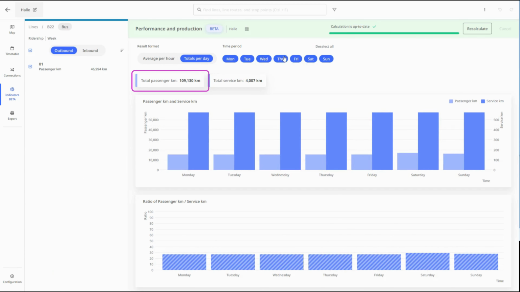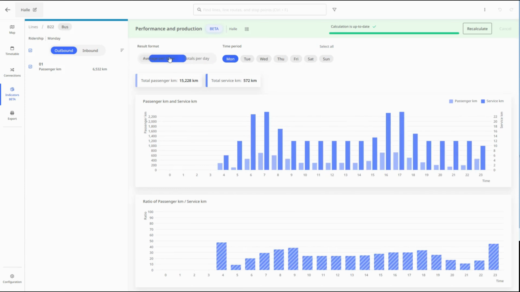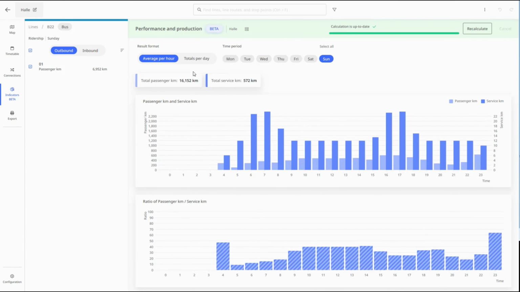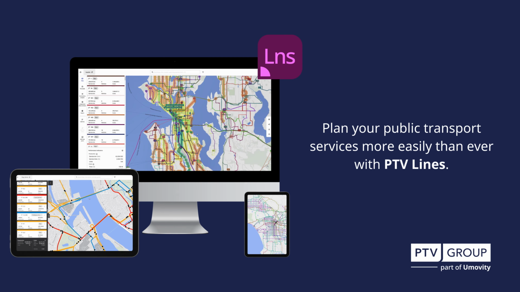On the other hand, passenger kilometers or miles measure the total distance traveled by passengers, revealing the usage. By analyzing these metrics together, we can identify how effectively routes are utilized. A high ratio of passenger to service kilometers suggests good usage, while a low ratio indicates potential inefficiencies. This evaluation informs strategic decisions for service improvements and better resource allocation.